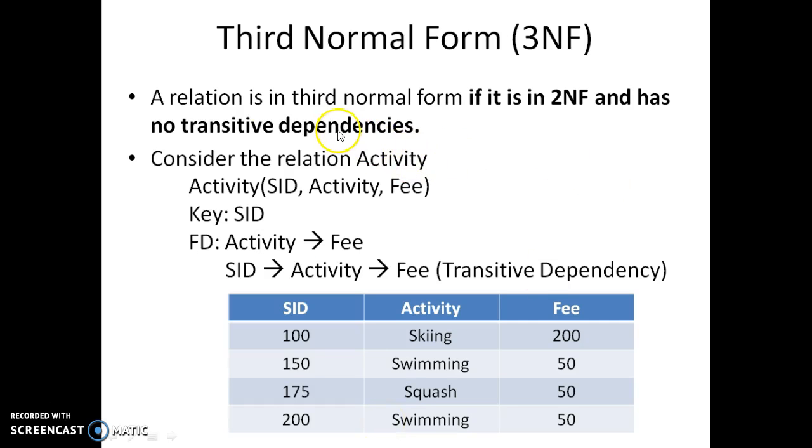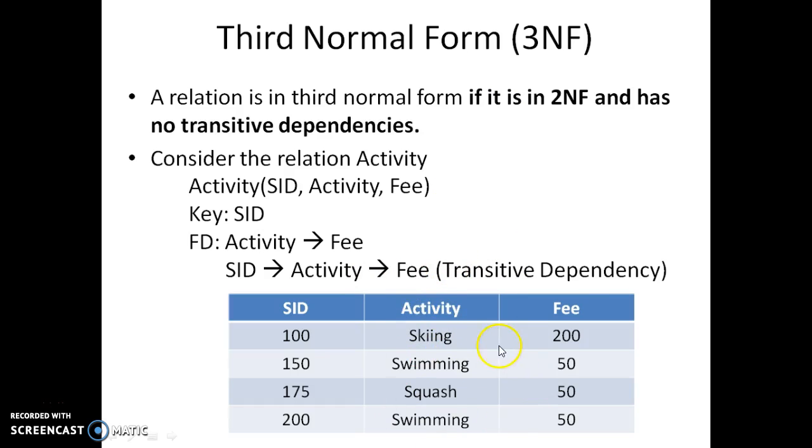Now third normal form. A relation is in third normal form if it is in second normal form and has no transitive dependency. Now here we should know about the transitive dependency. Transitive dependency means if A determines B and B determines C, then A determines C. This condition should not be there in the third normal form. Consider the same relation activity where three columns are there. Here SID is the key attribute and the functional dependency is the same, that is activity functionally determines phi. This is the transitive dependency present in this table, but it should not be here to satisfy the condition of third normal form.